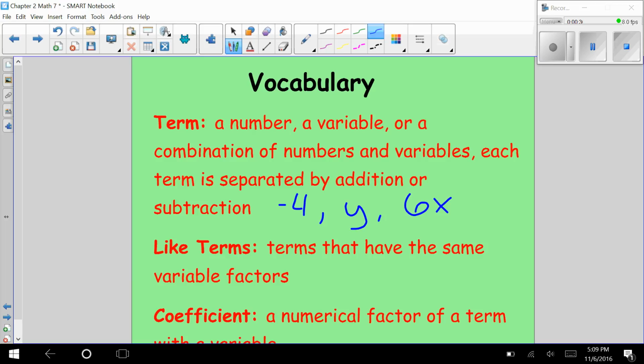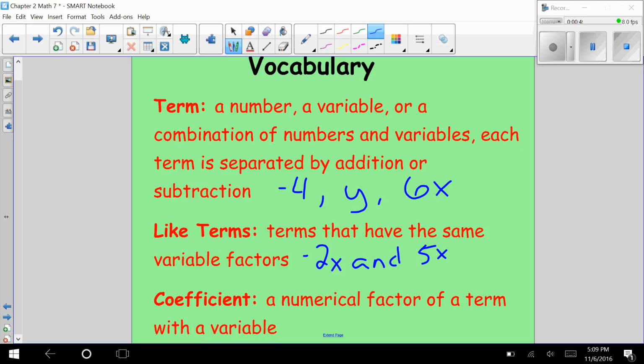Like terms are terms that have the same variable factors. They have the same variable attached to them. So -2x and 5x are like terms because they both have an x. That means that numbers are also like terms. So like 2 and 7, those are like terms because neither of them has any variable.